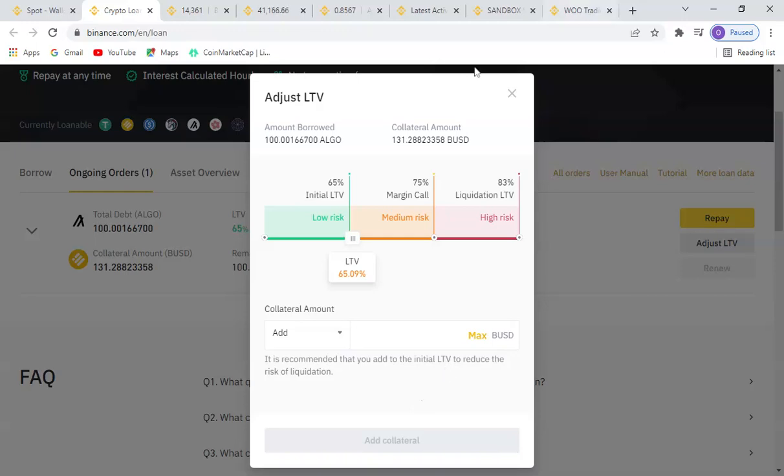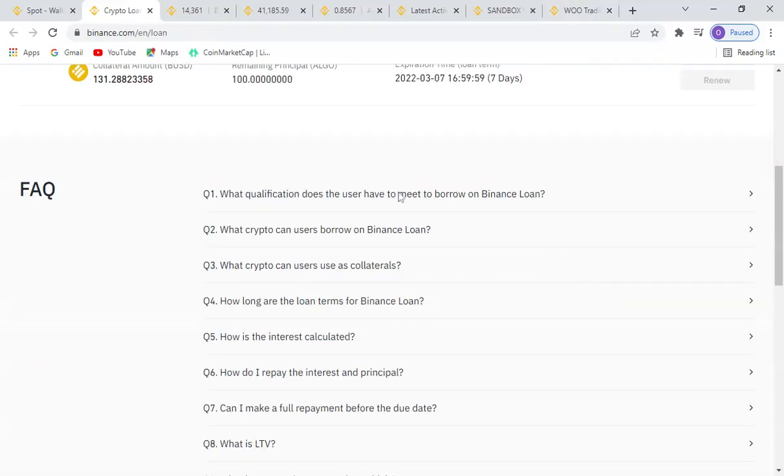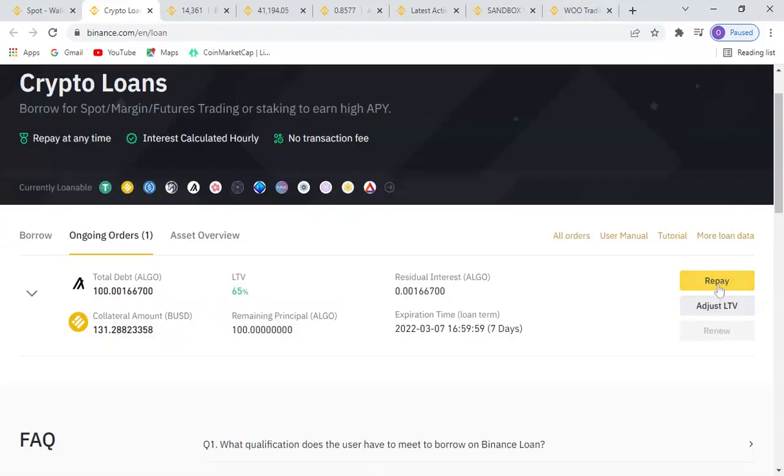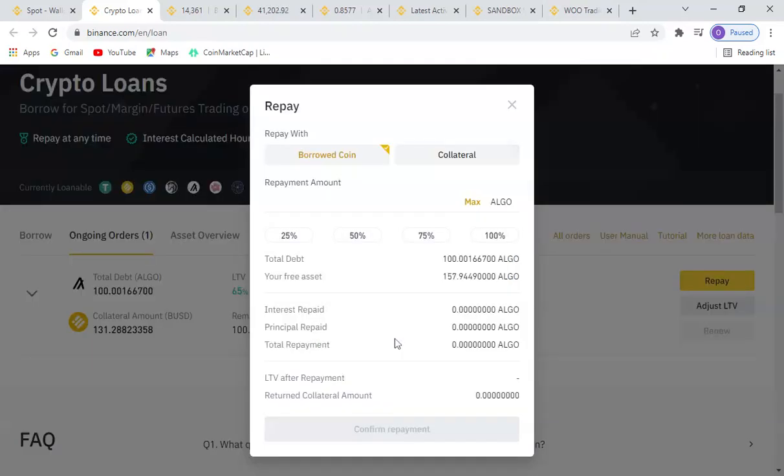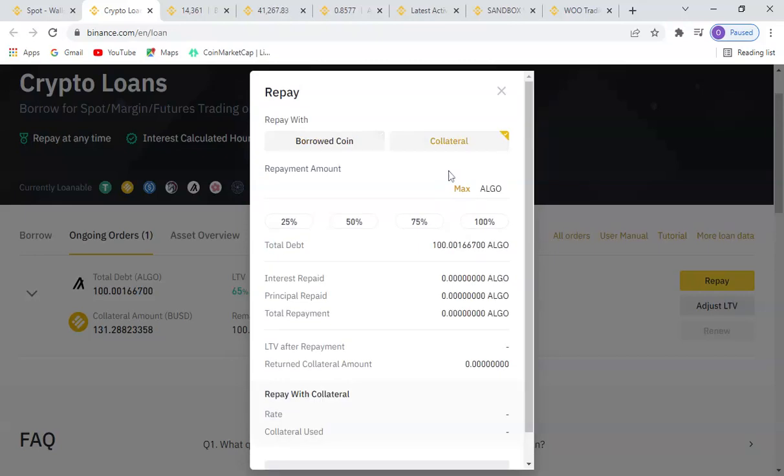So next, we need to click on this. To repay your loan facility, all you need to do is click on repay. Once you click on repay, Binance is going to show you a list of the total debts that you're indebted to. But take note that less than an hour is still regarded as an hour. So you'll be paying this interest rate for this Argo that we borrowed. You can pay with your borrowed coin, or you can decide to pay with collateral.